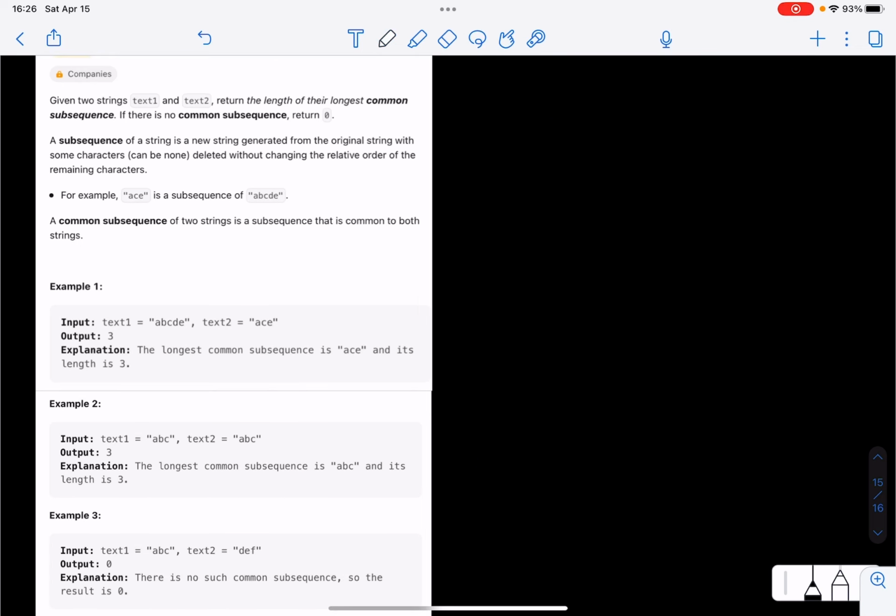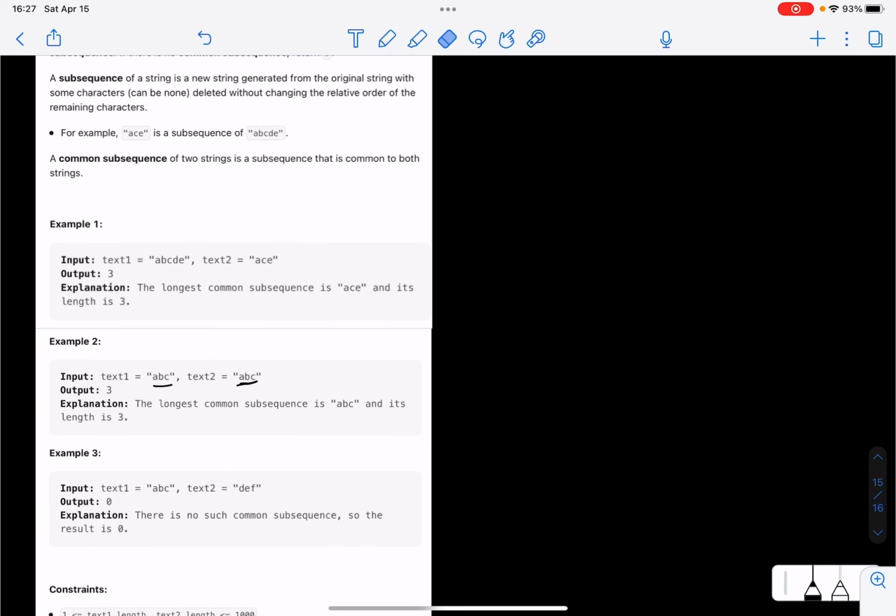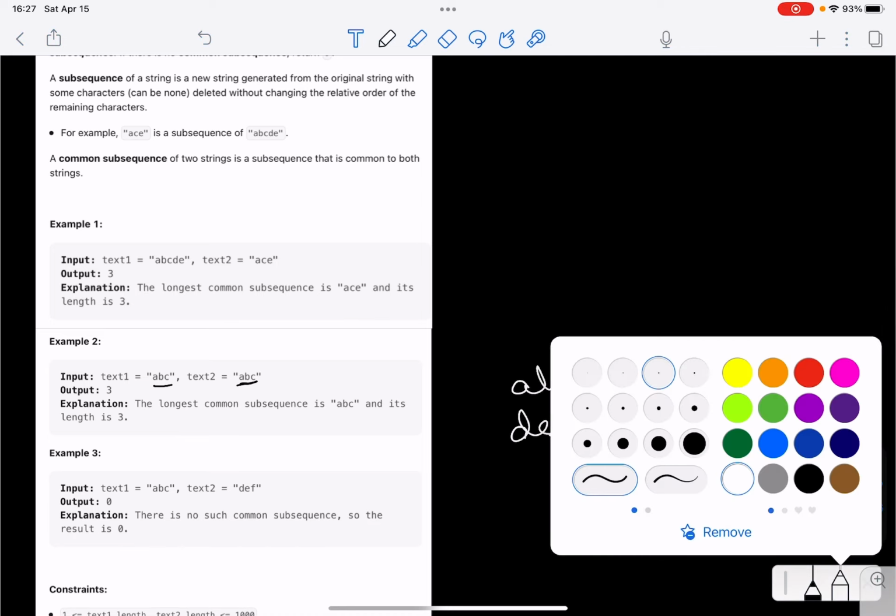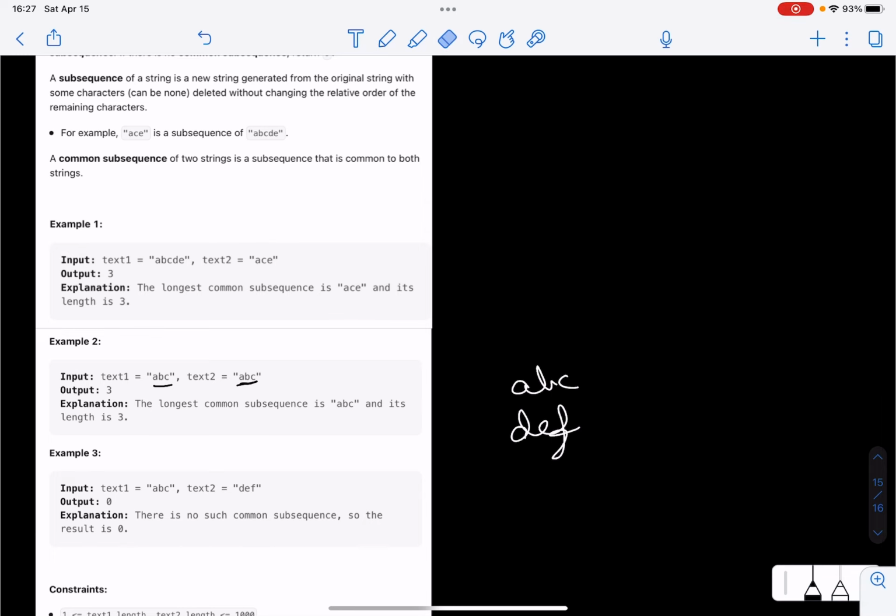In the next example, we have two strings, ABC, ABC. It's pretty obvious that the subsequence is ABC, and it's the longest because that's the length of the string, and the length is 3, so we return 3. In the next example, we have been given A, B, C, and D, E, F. There is nothing common between these two strings, and hence there's no common subsequence, hence we return 0.